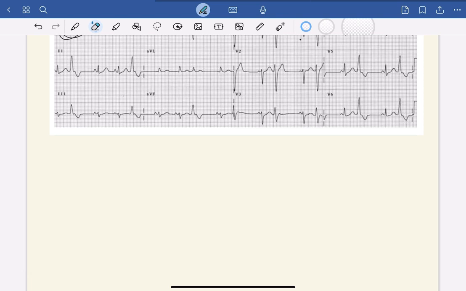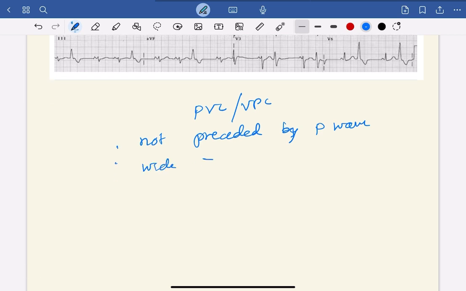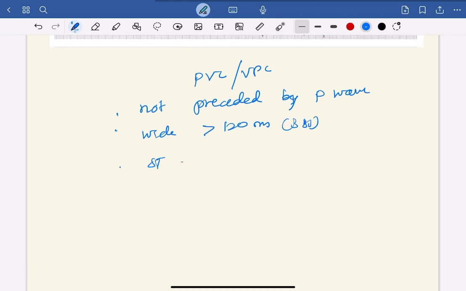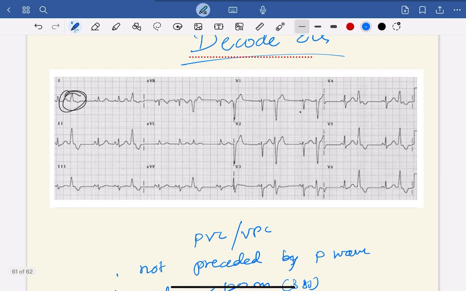Ventricular premature complexes, or PVCs or VPCs, are characterized by no P waves. They are not preceded by P waves. That means there is no P wave before these complexes. They are wide, that means more than 120 milliseconds or more than 3 small squares, and the ST and T wave changes are opposite of the QRS complexes. So these are the criteria to call it a PVC, that is premature ventricular complexes. So this ECG is showing premature ventricular complexes.